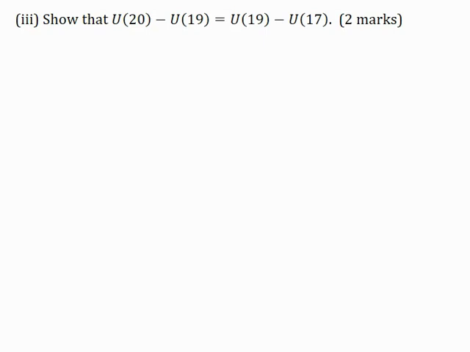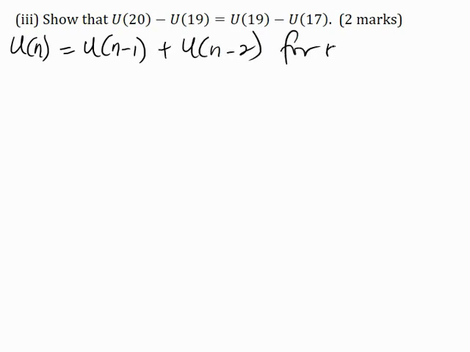Part 3. Show that u of 20 minus u of 19 is equal to u of 19 minus u of 17 for 2 marks. Now, the question told us to show, meaning that they gave us the answer and they want us to prove how they come up with it. So I'll start off here by writing the equation for the sequence that they gave us. u of n is equal to u of n minus 1 plus u of n minus 2 for n greater than or equal to 3.